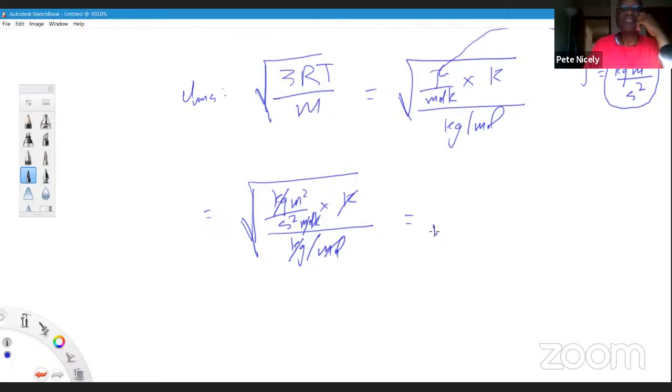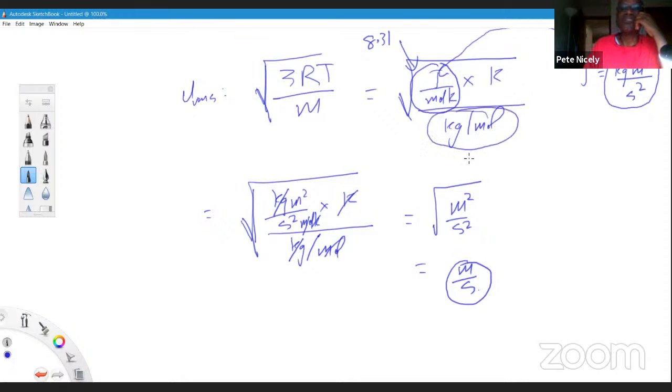So what you'll be left with is the square root of meter squared over second squared, which is the same thing as meters per second, all right? So that's the reason why we have to make sure that the units of R is joules per mole Kelvin, and the actual value here would be, as I said before, 8.31, and the unit of molar mass here must be kilograms per mole. Once those units are in place, then the resulting units of the root mean squared speed of the molecules of the gas will be meters per second.